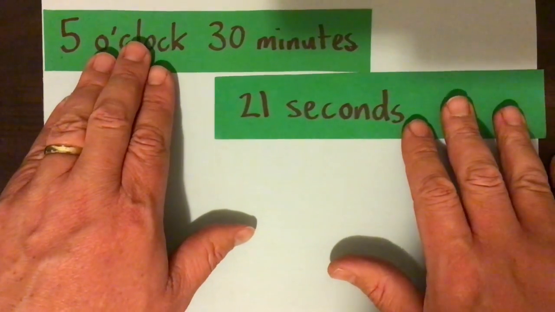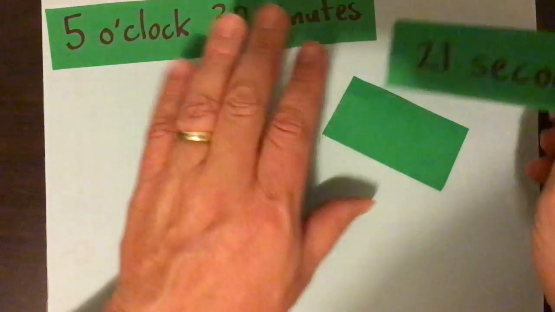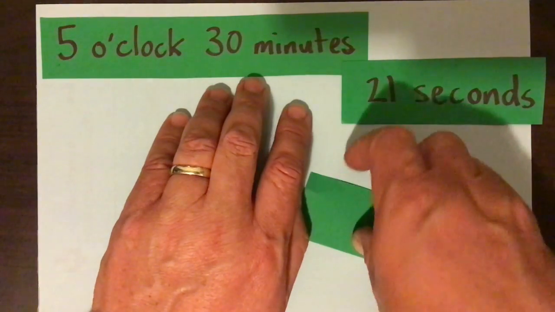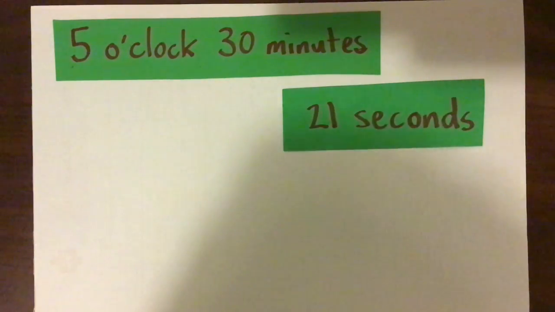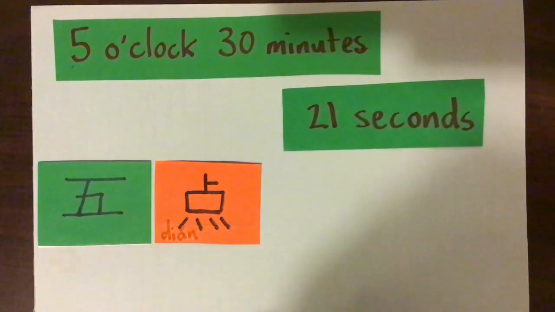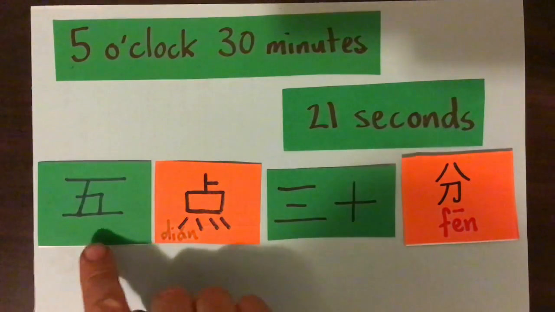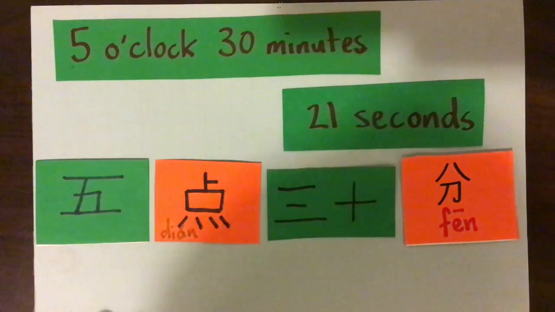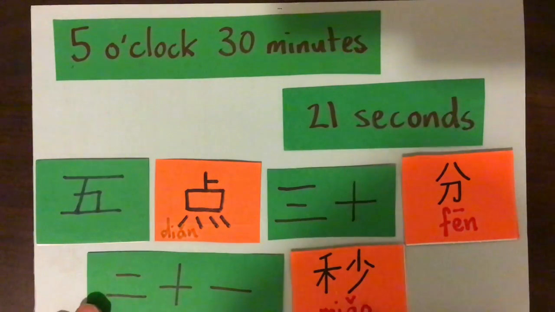Let's tell the time using minutes and seconds. I hope I can fit all this in up here. Excuse me a second. Just fit it all in almost nicely. Okay, very close. So 5 o'clock, 30 minutes, 21 seconds. To translate this, we're going to need quite a few cards. We'll need Wu Dian for 5 o'clock, San Shi for 30, Fen. Wu Dian San Shi Fen, 5 o'clock or 5 hours, 30 minutes. Then Er Shi Yi, 21, Miao, seconds.